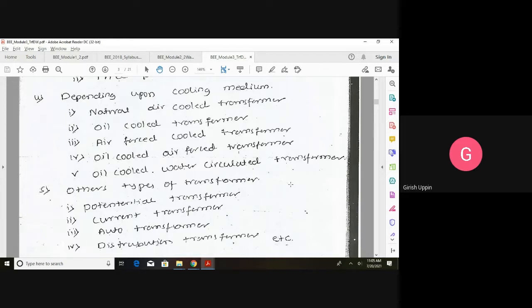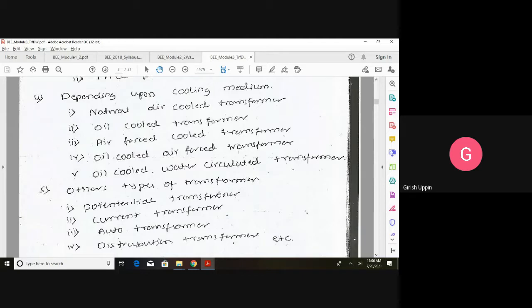Then the oil cooled transformer. Oil cooled is what? Oil is used for cooling the transformer. Also it will act as an insulator. Then the air forced cooled transformer. Air is blown to take away the heat. That is how the cooling is done. Then the oil cooled air forced transformer. In certain higher rating transformers, only one cooling mechanism may not work. So we will have oil cooled as well as air forced.